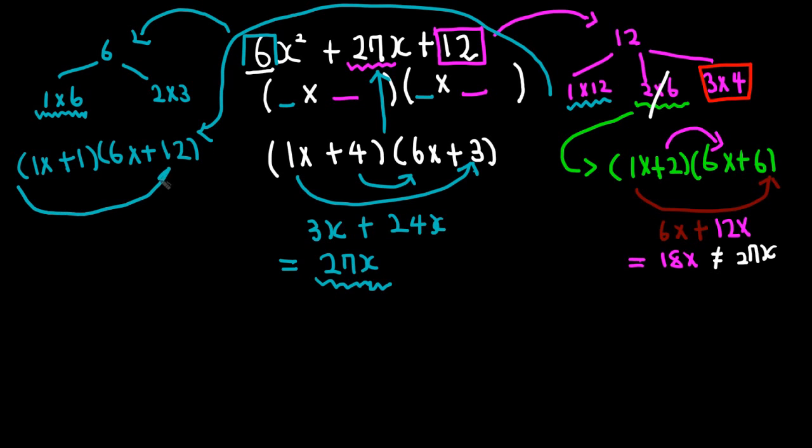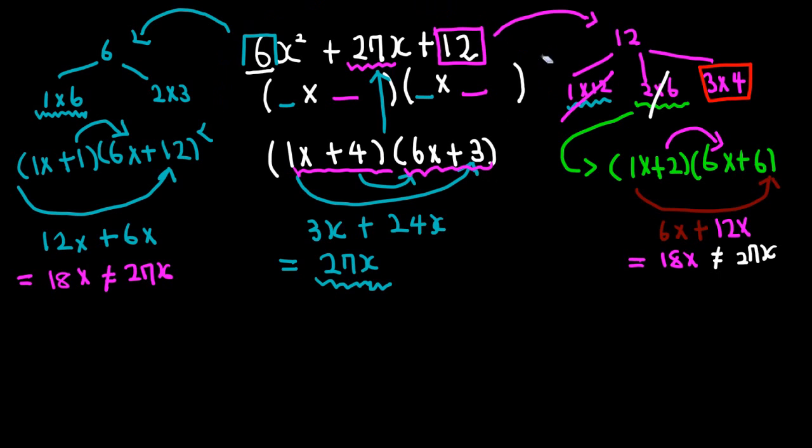1x times 12 is 12x, plus 1 times 6x is positive 6x, which is equal to 18x. But 18x is not equal to 27x, so we can just cancel it out from our answers. And from this one, if we convert 6x squared plus 27x plus 12 into a binomial, it gives us 1x plus 4 times 6x plus 3.